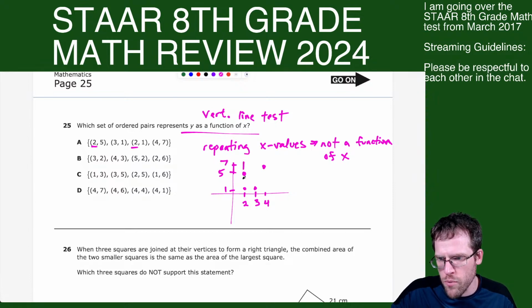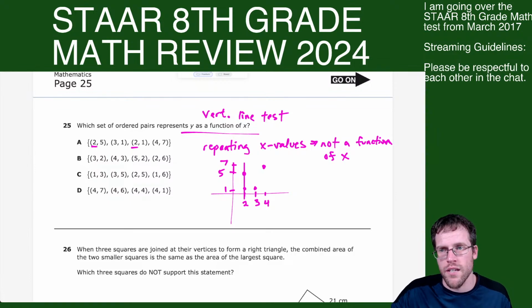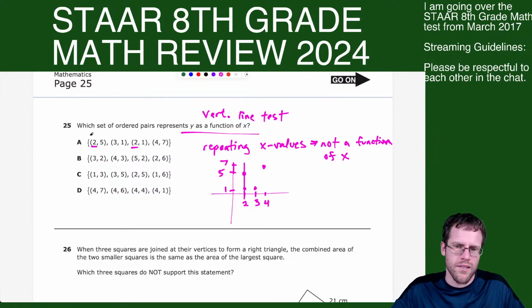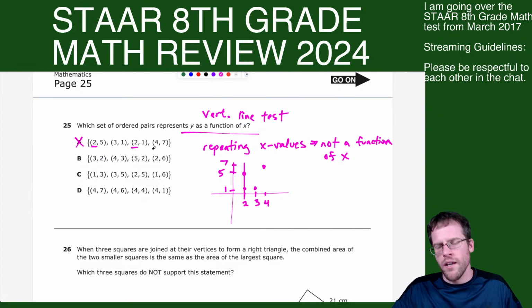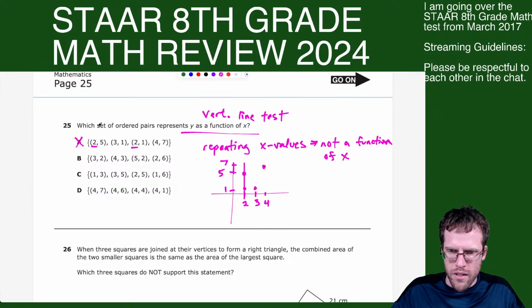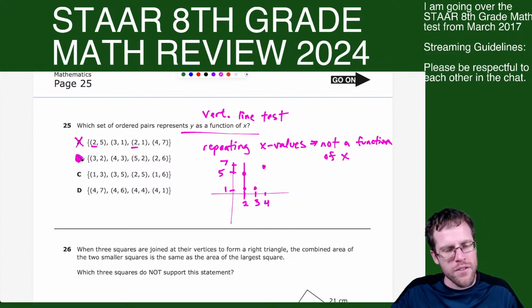But notice that these 2 points here, if I draw a vertical line, the vertical line is going to hit both of those points. So this fails the vertical line test. So the repeating x value test is really the same thing as the vertical line test in some way. It's just a numerical way of doing it. Okay, so this one, the x values repeat, so not a function. 3, 4, 5, 2. The x values do not repeat, so that's our answer.